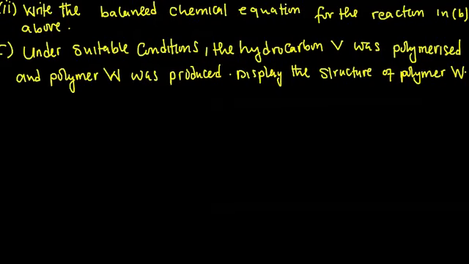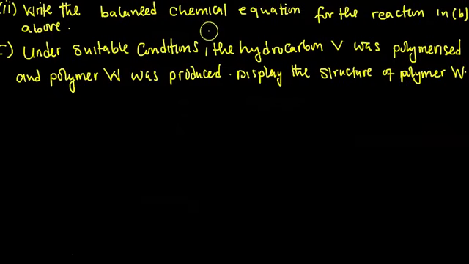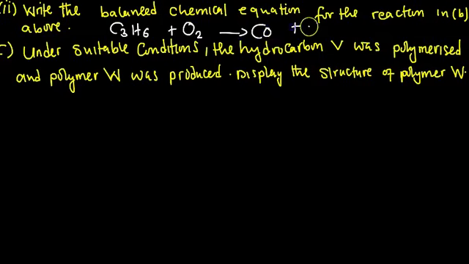Okay, so we are still on this question. Write the balanced chemical equation for the reaction in B1 above. Now, in B1 above, we have incomplete combustion. So we are simply writing the incomplete combustion of propene. So how is it going to be? Propene is written as C3H6. It reacts with oxygen to form what? What is going to form is carbon monoxide, plus water.